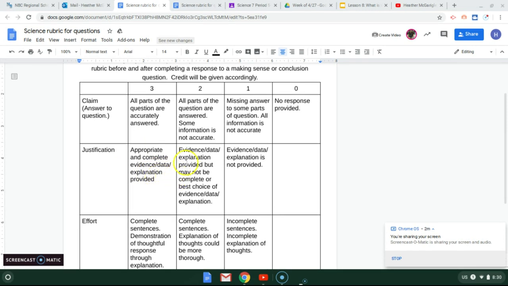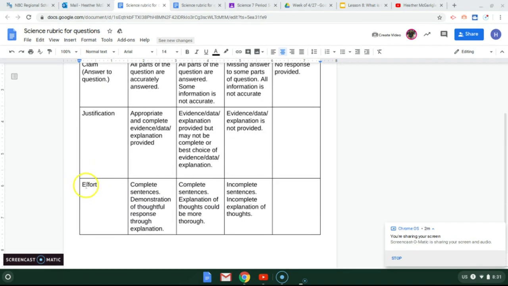A 2, evidence, data, explanation provided, but may not be complete, or best choice of evidence, data, explanation, okay? So here you may not be using the correct data, or maybe the best choice of data, to help support your answer. A 1, evidence, data, explanation is not provided, okay?